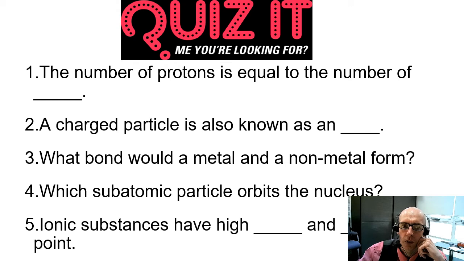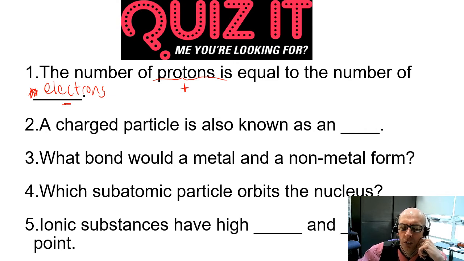Okay, so the number of protons is equal to the number of neutrons? No, that's what most people will put. The number of protons is equal to the number of electrons. And the way to remember it is, the positives and the negatives in an atom must be the same.